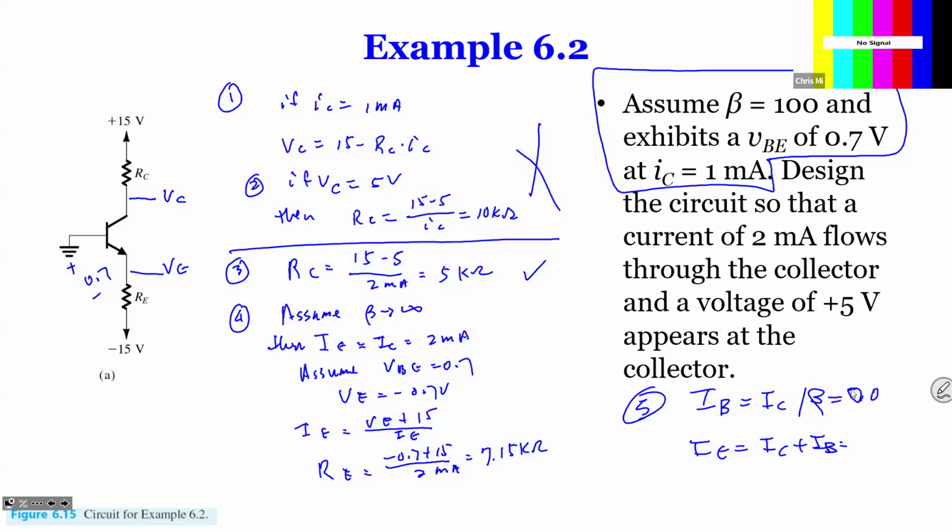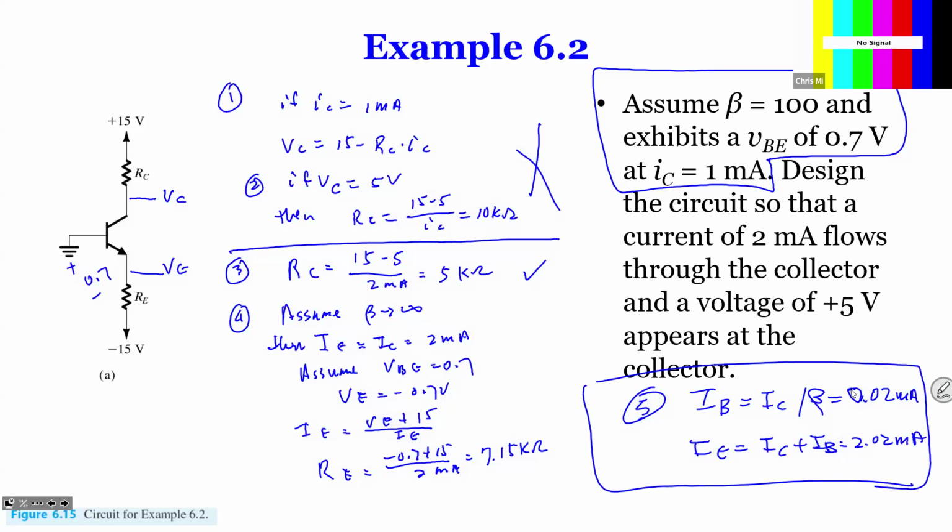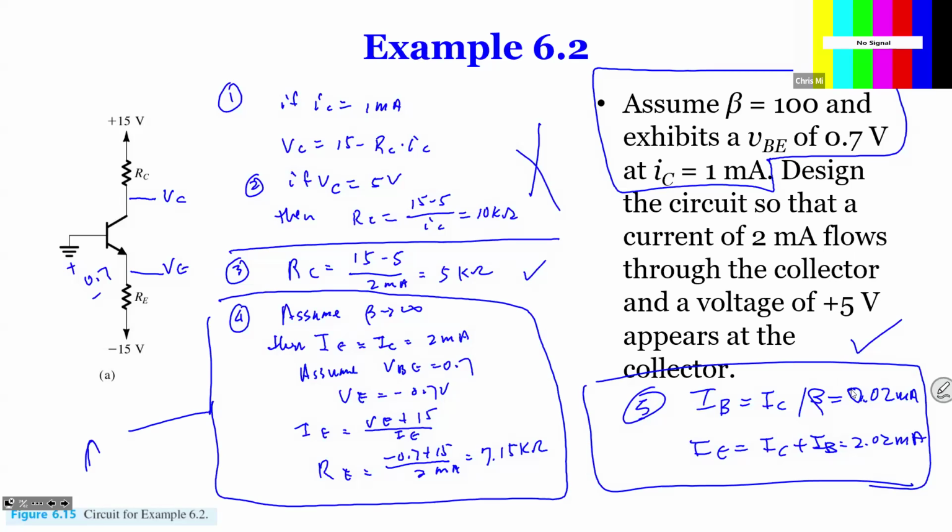It's 1.01 milliamps, or 2.02 milliamps. So this is going to be 2.02 milliamps. So this number is actually correct. But this one here, that one is approximate.